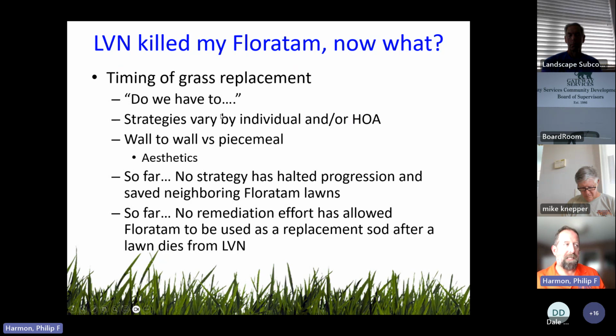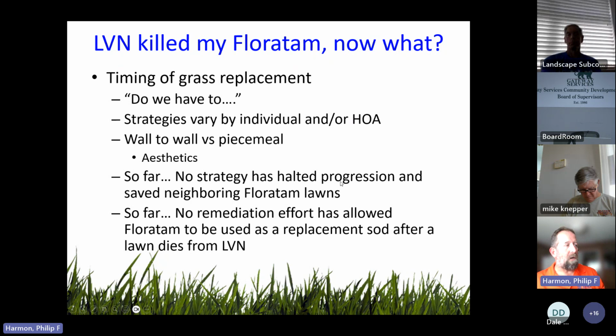And these strategies vary greatly by individual and by HOA, with some going wall to wall versus others doing piecemeal exchange of Floratam as it becomes severely affected and becomes unthrifty looking. In the end, it boils down to aesthetics. Turf is a valuable and important part of our urban landscape. It is aesthetically pleasing. When it becomes not aesthetically pleasing, we all have different levels of aesthetic that we consider unacceptable. So those are community questions. Those strategies are community specific as they're developed.